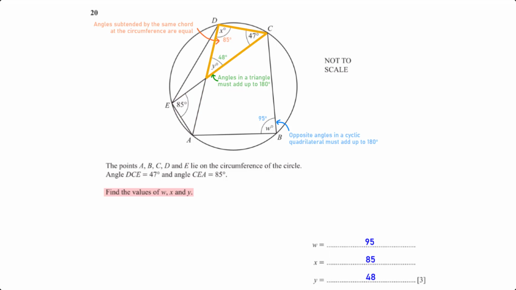The sum of the angles in this triangle must add up to 180 degrees. So to get y, we subtract the sum of 85 degrees and 47 degrees from 180 degrees, which is equal to 48 degrees. ABCD is a cyclic quadrilateral. Opposite angles in a cyclic quadrilateral must add up to 180 degrees. So to get W, we subtract 85 degrees from 180 degrees, which gives us 95 degrees.